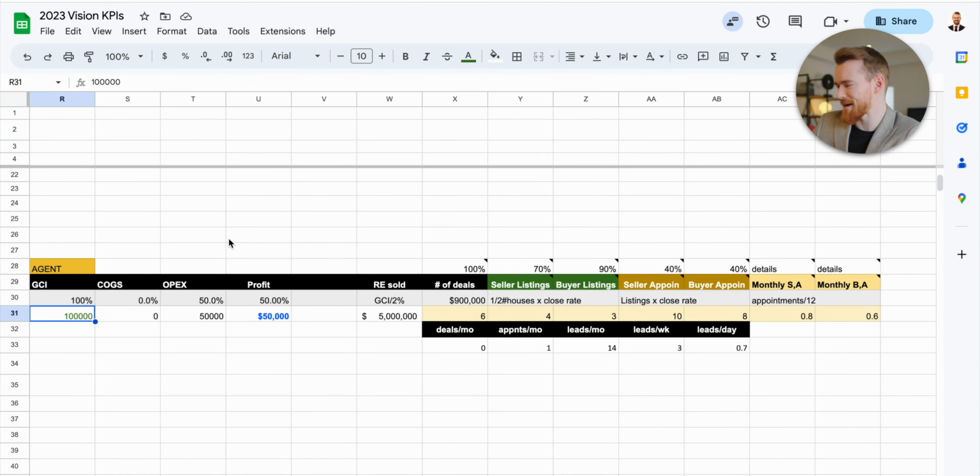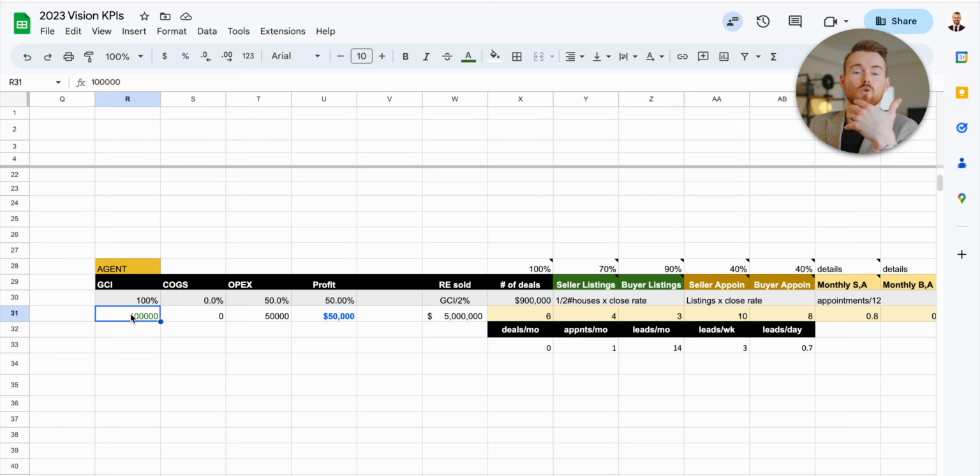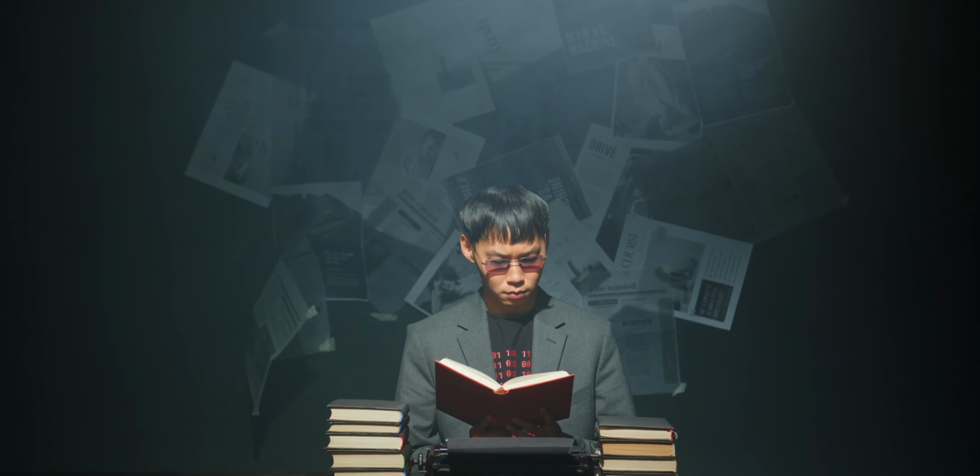So here we're looking at my computer, and this is really simple. What we're talking about is right away this first column, what is your GCI goal? What's the number that you wanna hit? And really quickly, you're gonna realize once you punch this number in and we start messing around with your expenses, your cost of goods sold or your operating expenses or your profit based on a team model, we're gonna see the real true numbers.